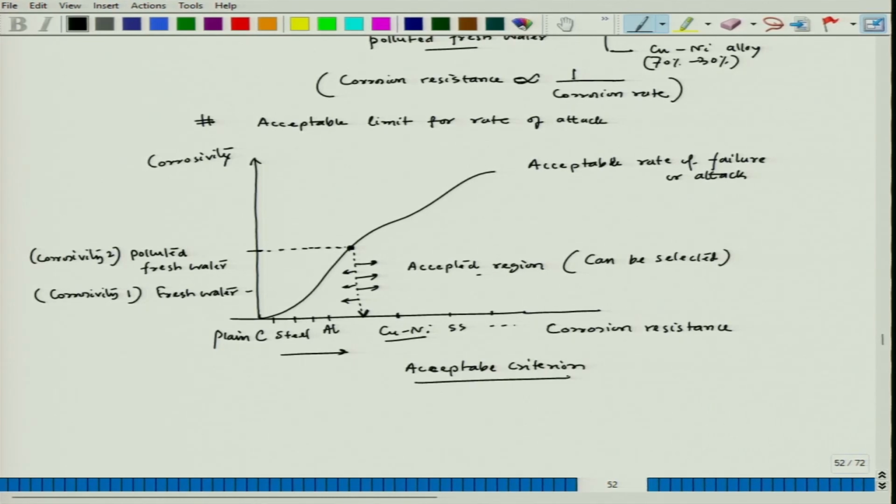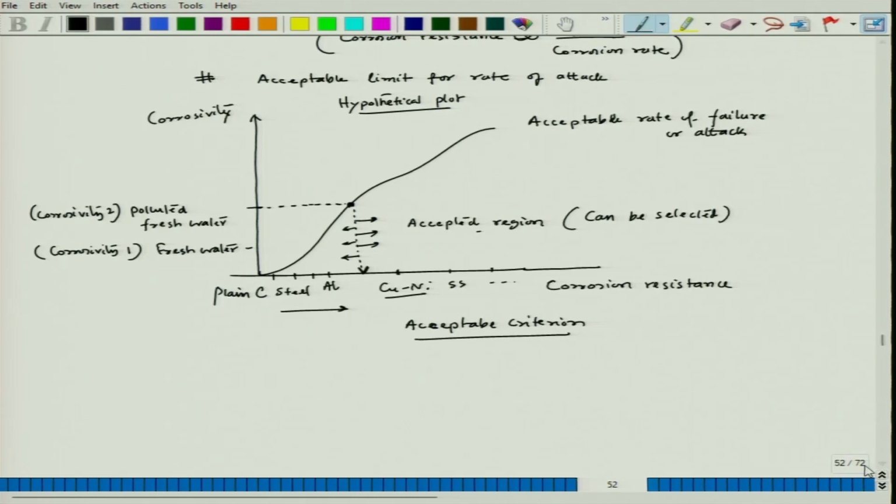Criterion, you can say fine, on the basis of this hypothetical plot. So, this is basically a hypothetical plot. Now, once we know that there are several materials which are falling in that acceptable region for this particular corrosivity, which is polluted freshwater, now we have to decide a few other things.